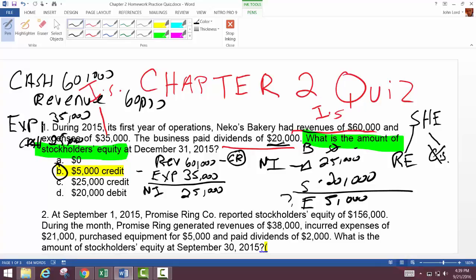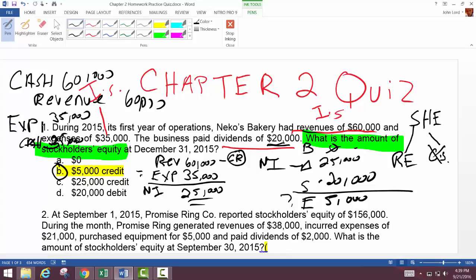Okay. How much? 35,000. Credit my cash, 35,000. Thank you. And so if revenue is a credit and expense is a debit, then my net income must be 25,000, that means my credits were more than my debits, weren't they?